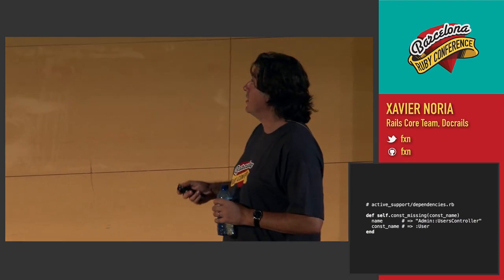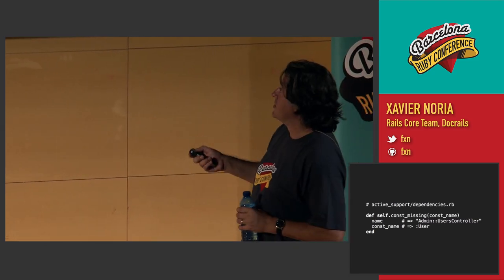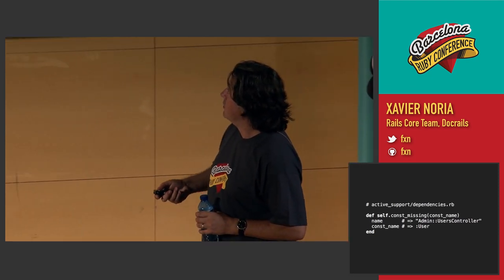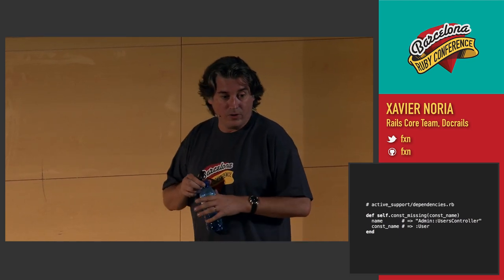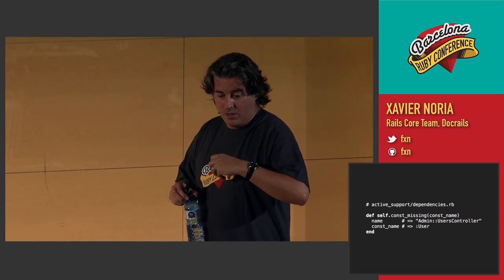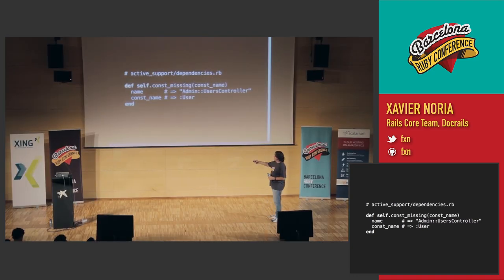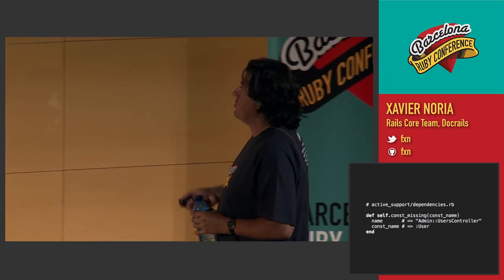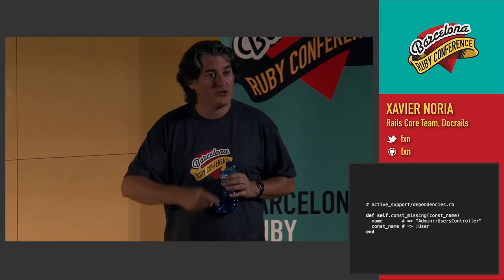You call const_missing. const_missing has this information here. So we have the name of the module whose const_missing is being triggered. This is the class method that gives the name of the class or module itself. And for instance, in that case, the name would return the string Admin::UsersController. This is a string, right? And then we have the constant name that triggered this thing. In 1.9 it is passed as a symbol, but that's not important. You have the name somehow. So those are the two pieces of information you have about what happened.